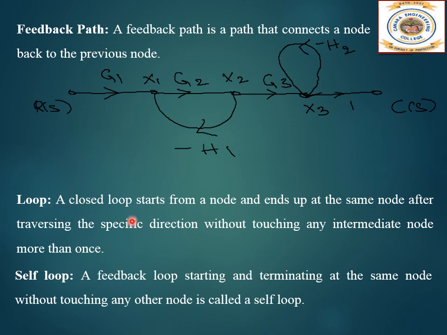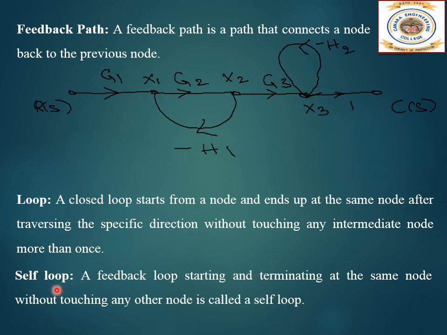Next, loop. A closed loop starts from a node and ends at the same node after traversing in the specified direction, without touching any intermediate node more than once. Here, x1 starts, we go to x2 and come back to x1. So this is a loop. It starts from x1 and we come back to x1 without traversing any node twice.